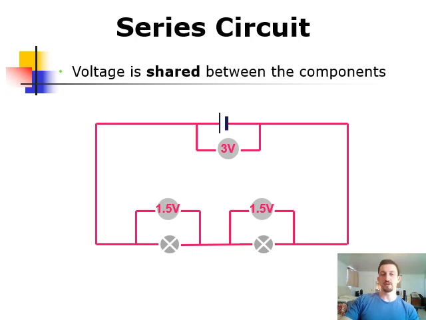So for series circuits, voltage is shared between the components. We can see here the voltage of the battery is 3 volts, which means through these two identical light bulbs we have 1.5 volts through each of them. So the total voltage is going to be shared between the components that we attach to this circuit.